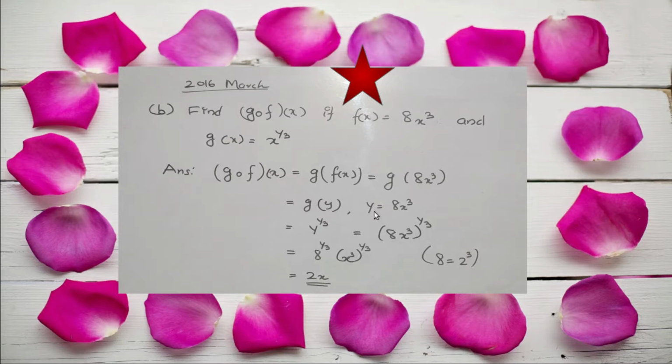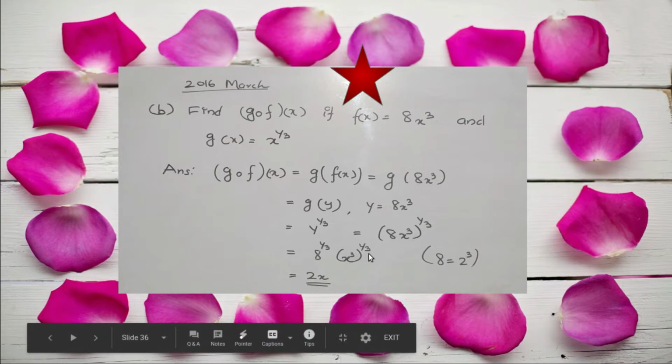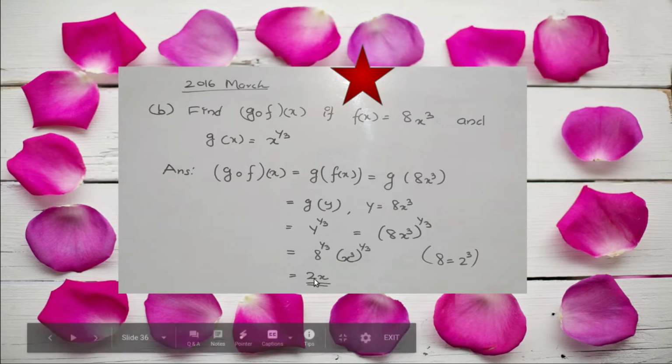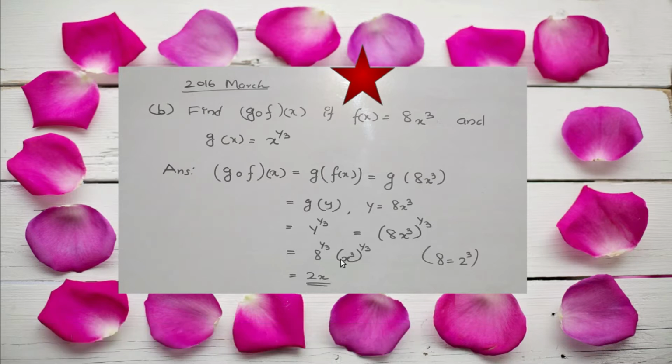So replace this y by 8x cube: 8x cube raised to 1 by 3, that is 8 raised to 1 by 3, x cube raised to 1 by 3. Now 8 is equal to 2 cube, so 2 cube raised to 1 by 3 is 2 raised to 3 by 3, that is 2. X cube raised to 1 by 3 is x raised to 3 by 3, which is x. So g composite f of x is 2x.